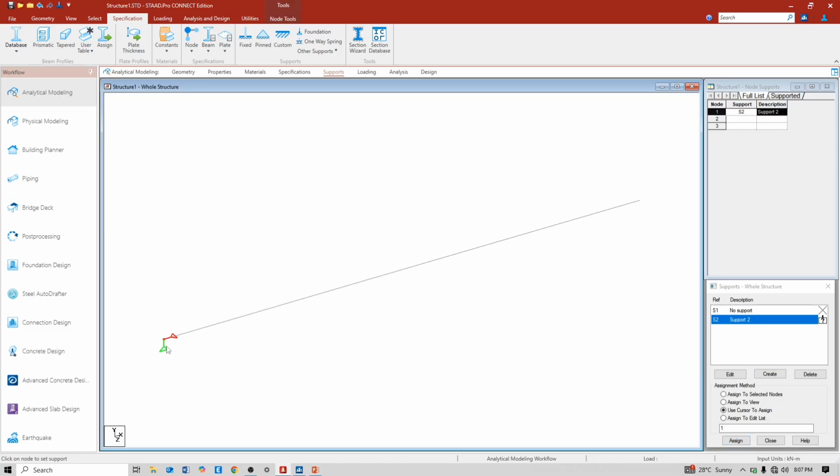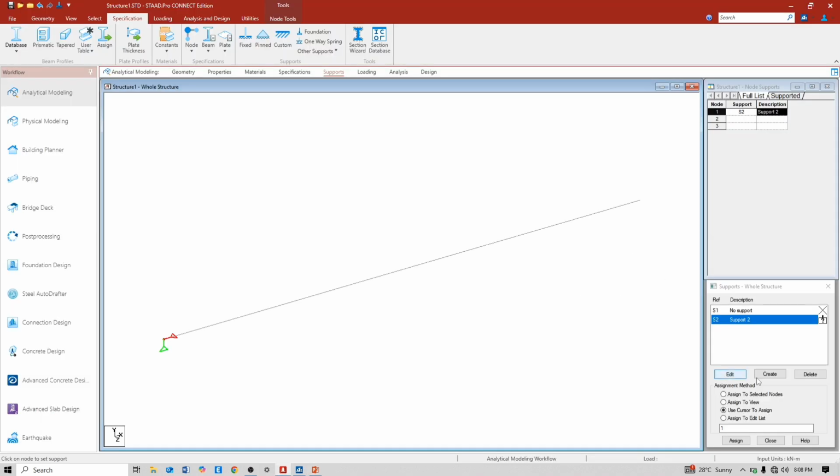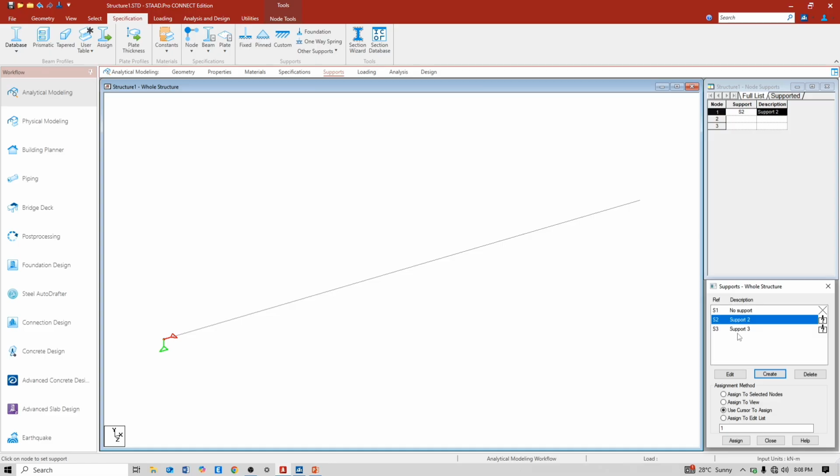See this red color and this green color, two reactions come here. And at point C there is a roller and at point D there is also a roller. Why do I consider a roller at point C? Because there is only one reaction, only the FY reaction comes, all others are released. So at support C, use cursor to assign.